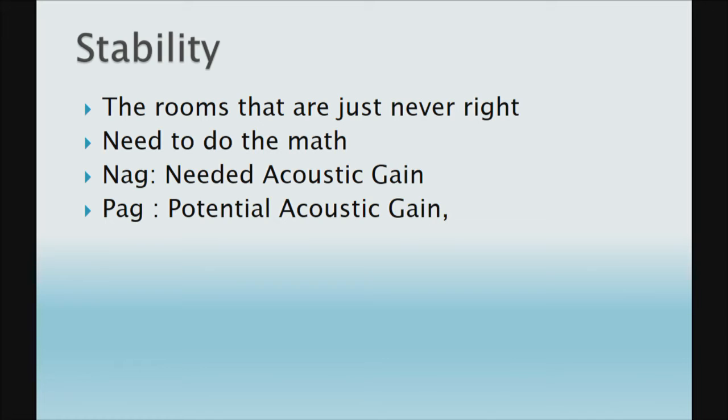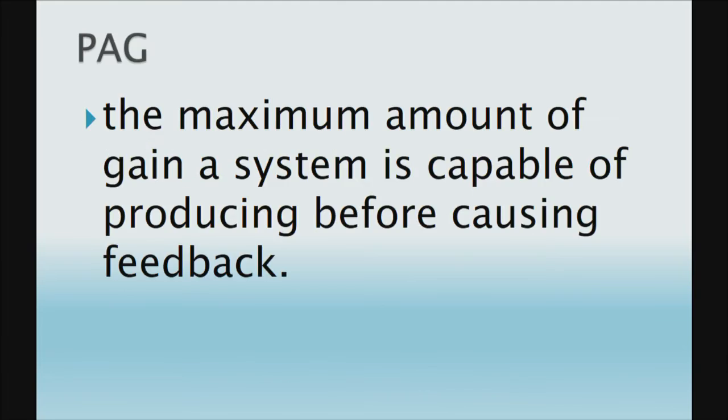I'm sure everybody here has got a room on their campus that is just an acoustic toilet bowl, for lack of a better word. And it's always ring, ring, ring, ring, getting ready to go into feedback. There's actually some math you can do ahead of time. Now, you don't have to do this for every room. A room like this, you're not going to have those issues. But two ideas. One's called NAG, your needed acoustic gain, and your PAG, your potential acoustic gain.